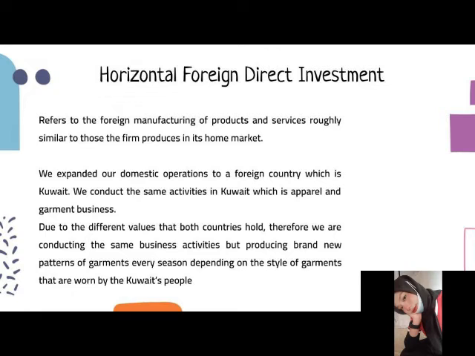Vertical foreign direct investment is where an investment is made within the supply chain, but not directly in the same industry. In other words, a business invests in a foreign firm that it may supply or sell to. The type of foreign direct investment of our business is horizontal foreign direct investment. Horizontal FDI refers to the foreign manufacturing of products and services roughly similar to those the firm produces in its home country. We expanded our domestic operation to a foreign country which is Kuwait. We conduct the same activity in Kuwait which is apparel and garment business. However, due to the demand value that both countries hold, we conduct the same business activity but produce a brand new pattern or garment every season depending on the style of garment that is worn by Kuwaiti people.